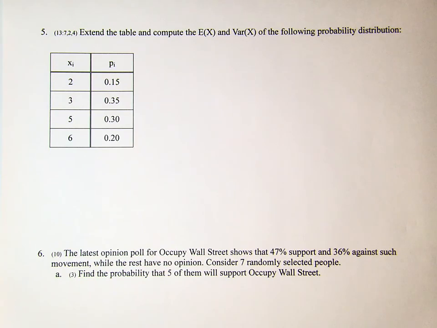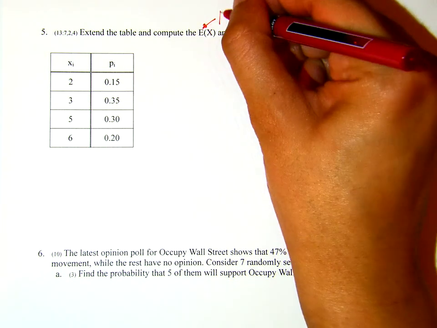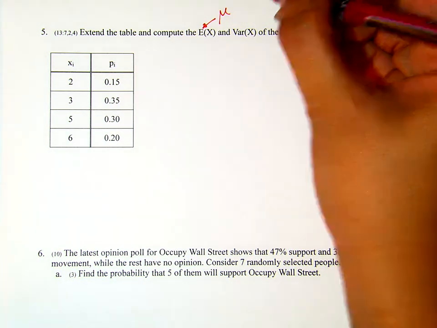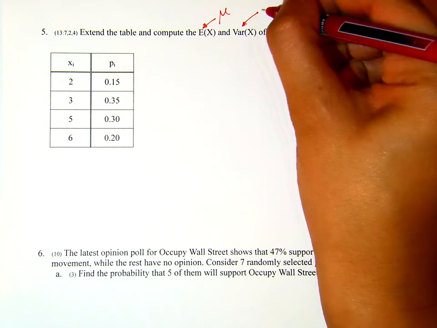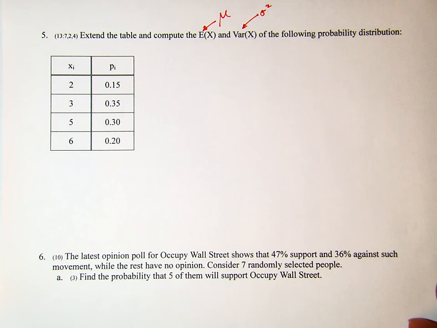The following is Fall 2011 Math 21 Test 3, number 5. You are given a probability distribution there, and the question is, extend the table and compute the expectation of x. The expectation of x, by the way, is the same as mu. And the variance of x is the same as sigma squared, of the following probability distribution.